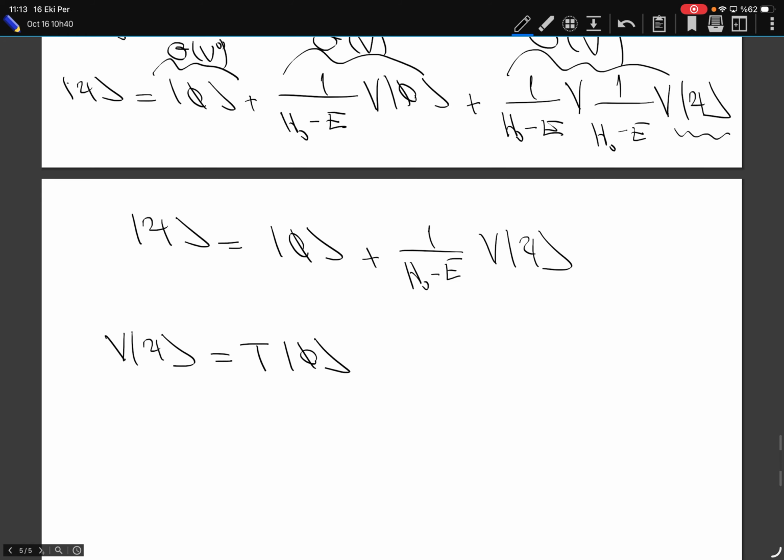That is something I invent. But V of psi is some state in my Hilbert space. Phi is some state in my Hilbert space. And in principle, I can just rotate one into the other in my Hilbert space. So T is what rotates phi into V of psi. So if I do this, then I have this equation.